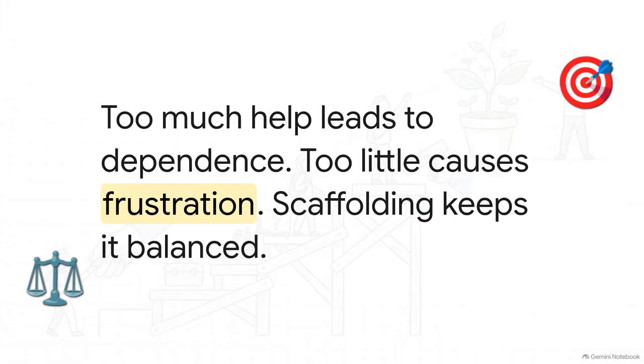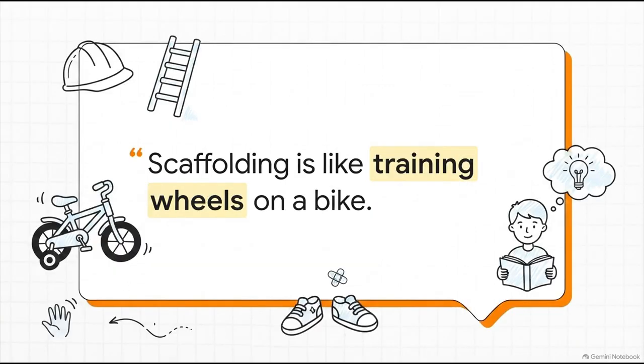Think of it like a balance scale. On one side, if you give too much help, the scale completely tips over into dependence. The student basically learns helplessness. On the other side, if you give too little help, the scale tips into deep frustration and the student just shuts down entirely. Scaffolding is the absolute art of finding that exact sweet spot right in the middle, what Vygotsky called the zone of proximal development. It's perfectly balanced.